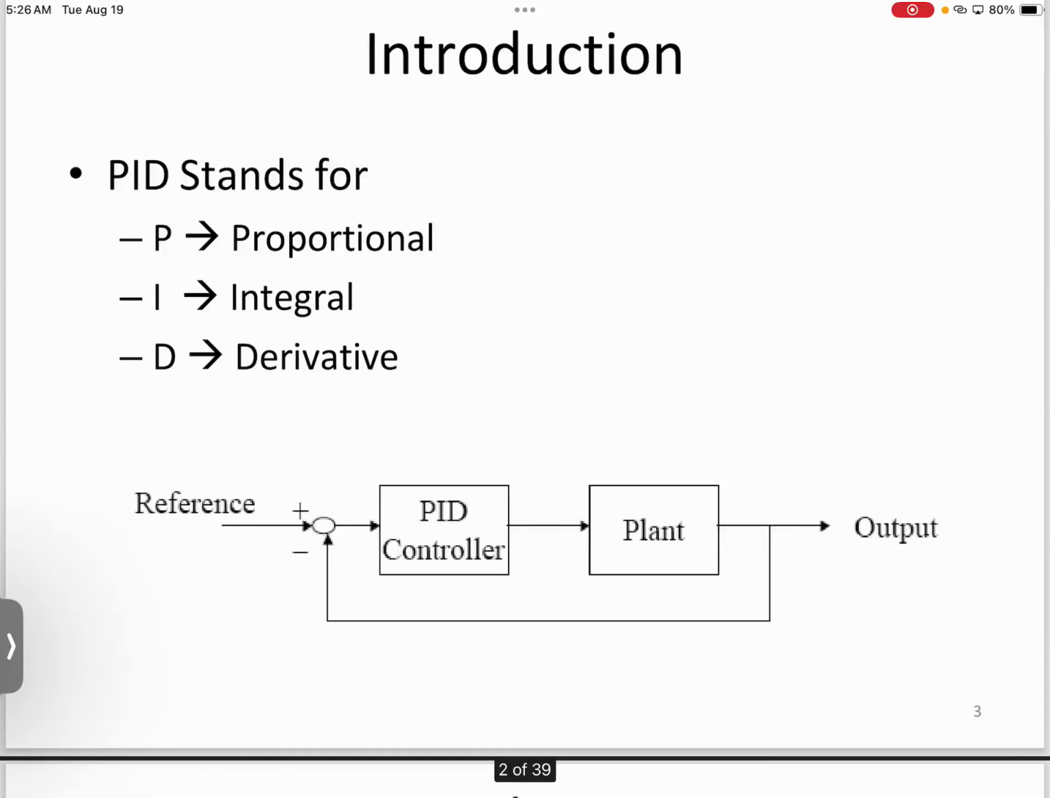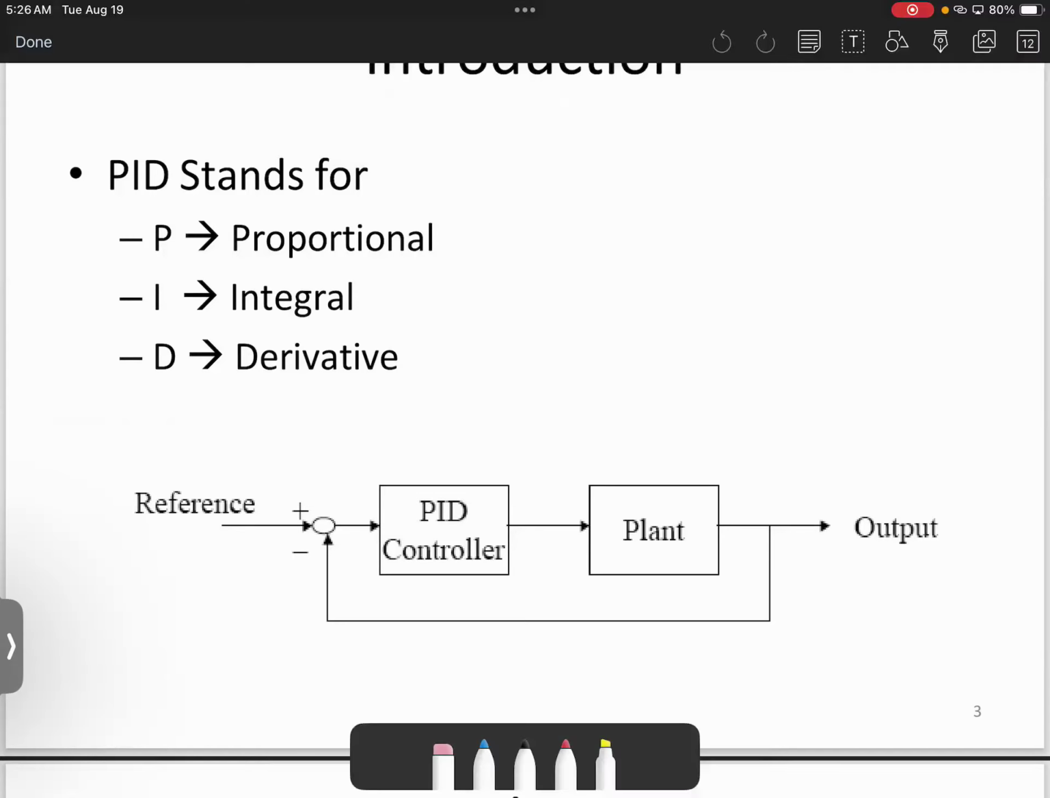What does PID mean? P for proportional, which is a constant, I for integrator, integral, D for derivative. So I would say P is a constant Kp, I is 1 over S, derivative is S. We know that in the Laplace transformation, it is times S or 1 over S for the integrator, and Kp is like a constant.